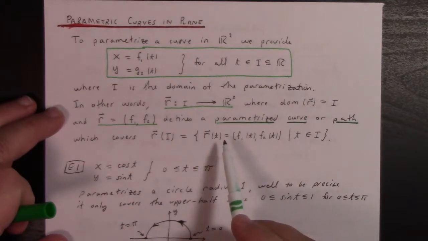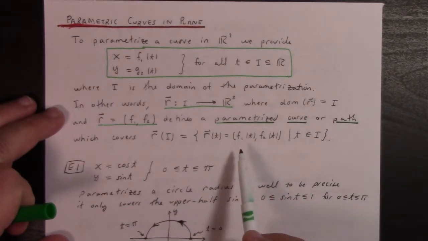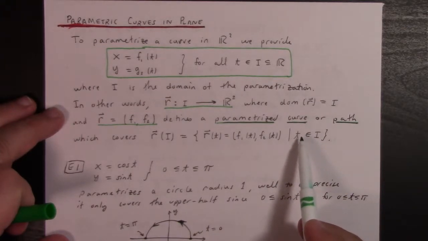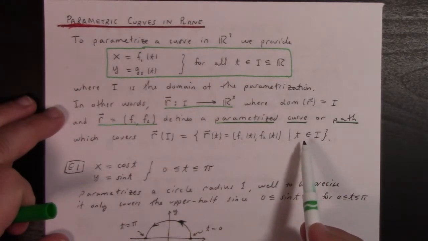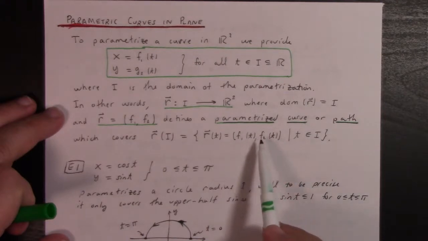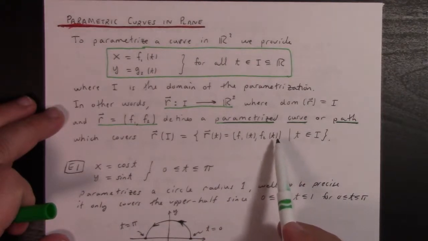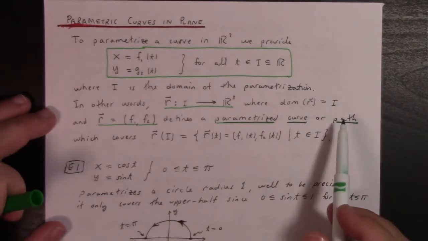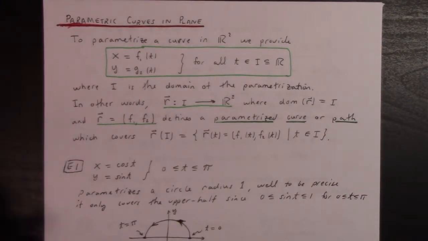You'll learn more about that in Math 200 if you take it. But anyway, it's the set of points that you get if you plug in the times in the domain of the parameterization. So here t could be time, it could be something else. Oftentimes I think of t as being time, but really it's just the parameter.